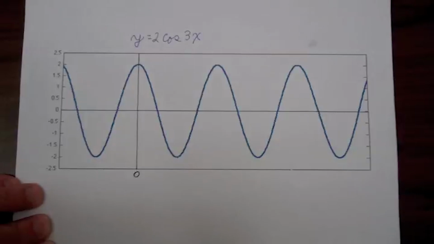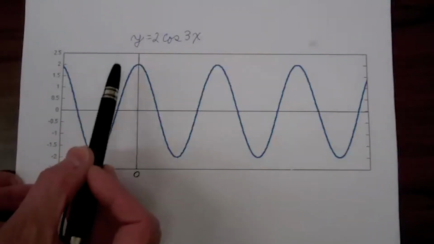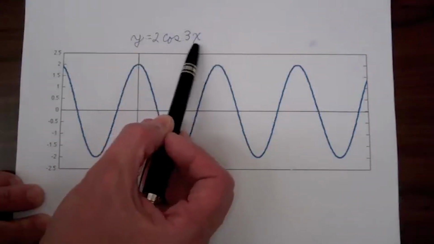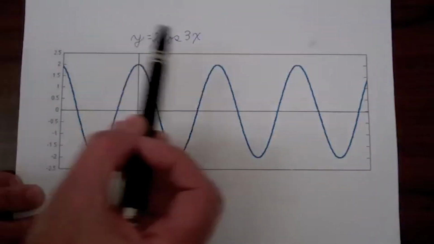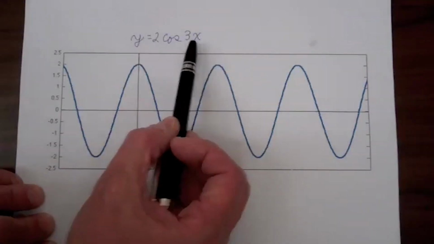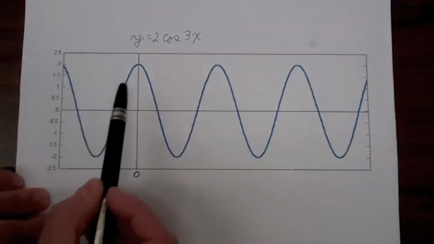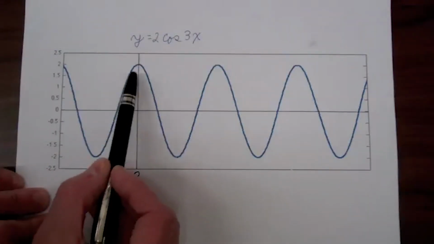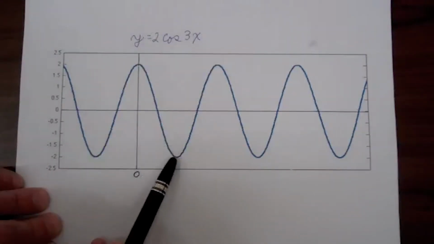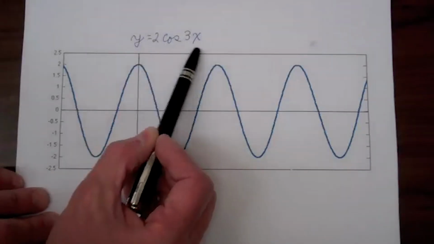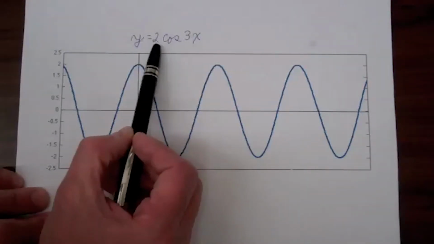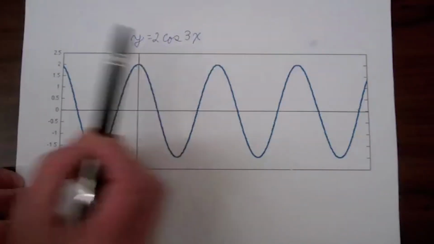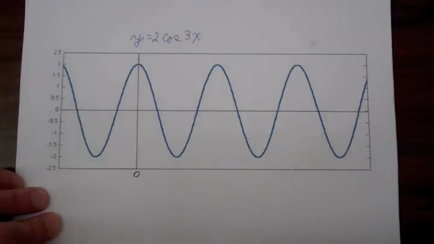We know that the cosine will vary between plus 1 and minus 1 as the argument of the cosine, which in this case is 3x, varies. Now the function y is going to vary between plus 2 and minus 2 because we're multiplying the cosine function by 2, and this 2 is referred to as the amplitude of our cosine function.